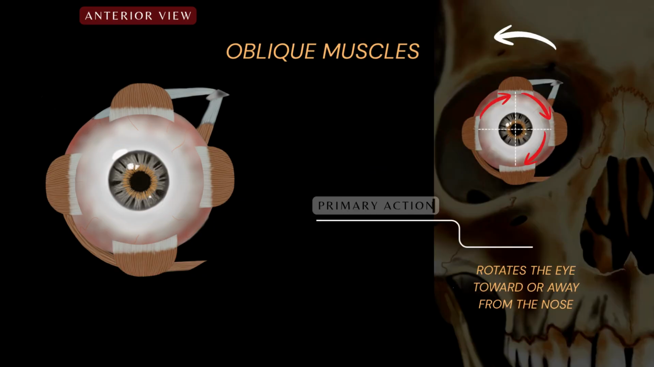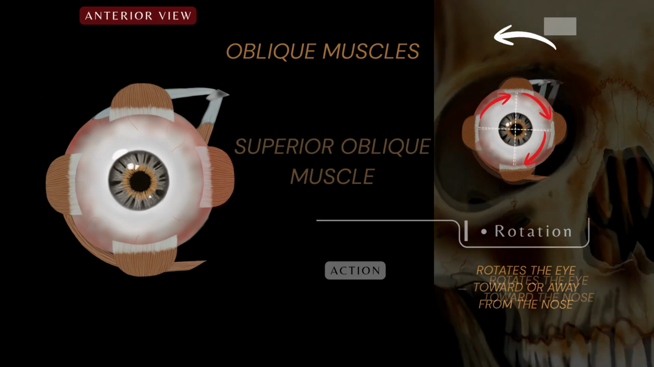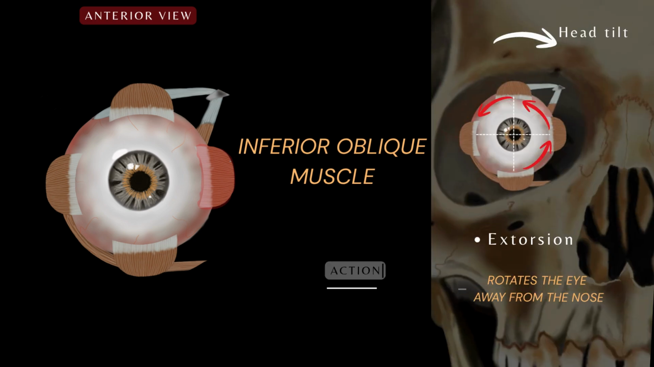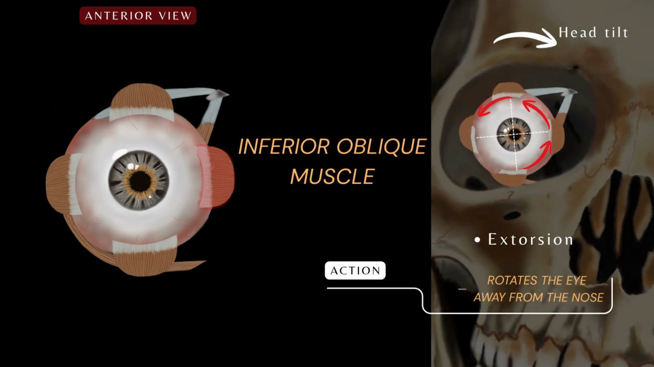The primary movement of both oblique muscles is rotation of the eye. The superior oblique employs a combination of both adduction and depression to rotate the eyeball medially and downward towards the nose when the head is tilted laterally. The inferior oblique employs a combination of both adduction and elevation to rotate the eyeball medially and upward.